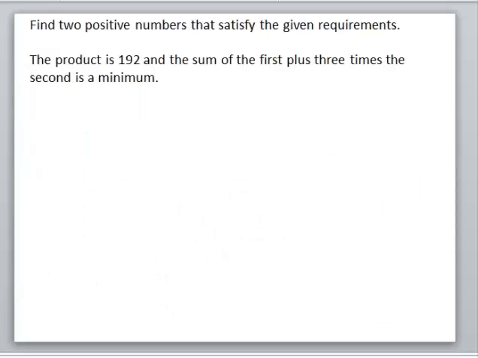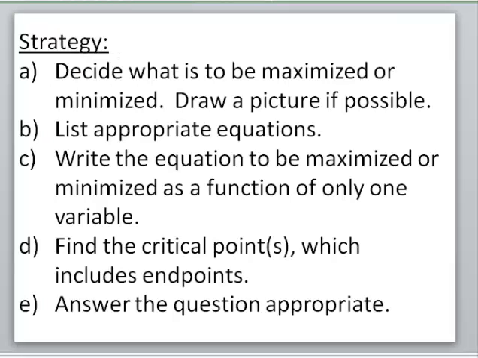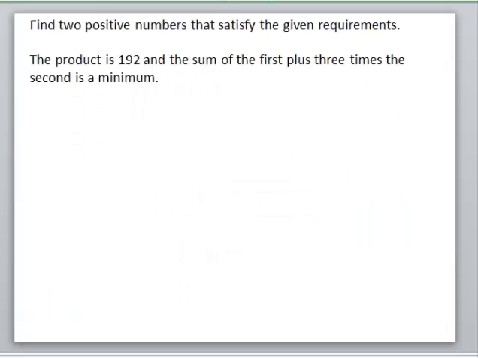So this one's not a real world problem or anything like that. It's just going to give us a chance to work with those rules, so I'll go back and forth between those rules. The first rule says decide what is to be maximized or minimized. We're not going to draw a picture on this one. The product is 192 and the sum of the first plus 3 times the second is a minimum. So right here we're going to minimize the sum. I'm going to write that down, that we're going to find the sum as a minimum.